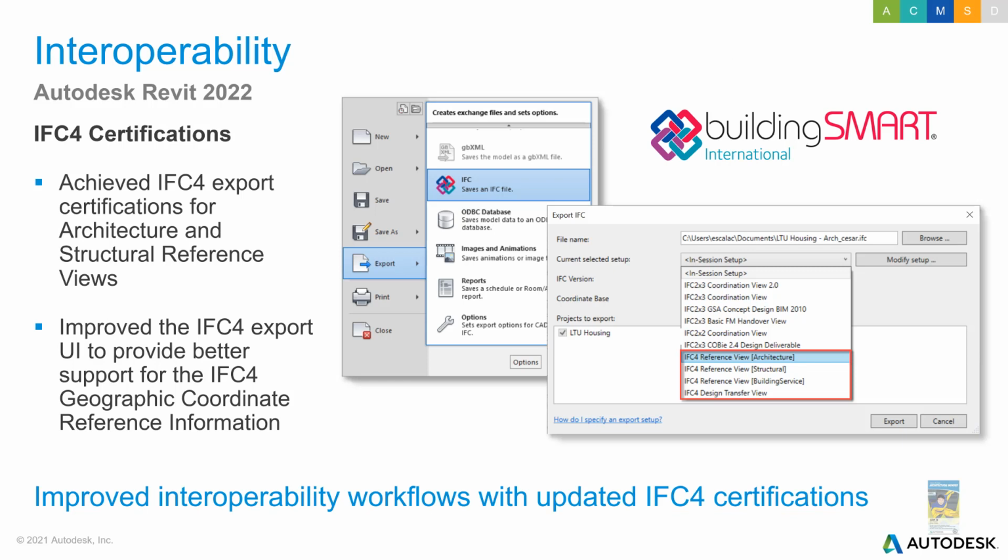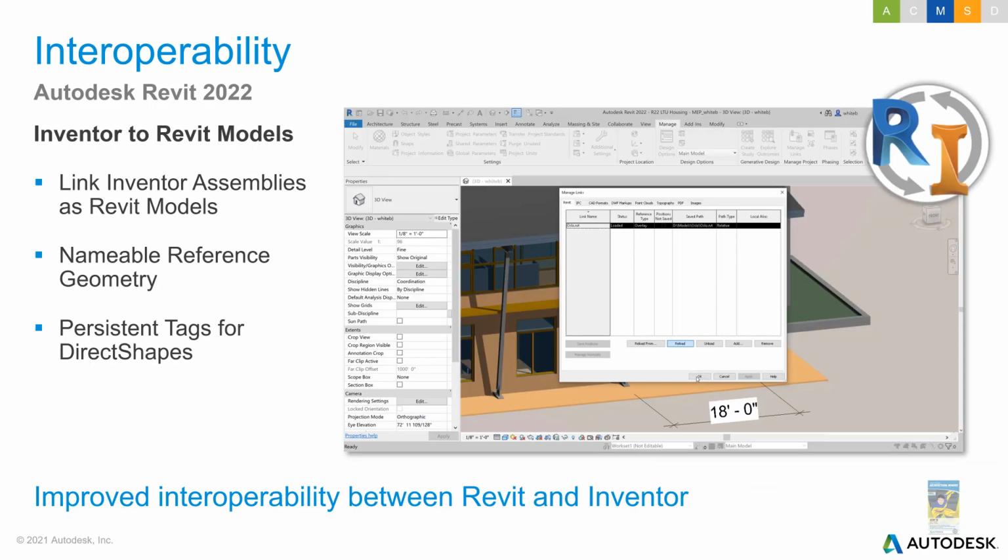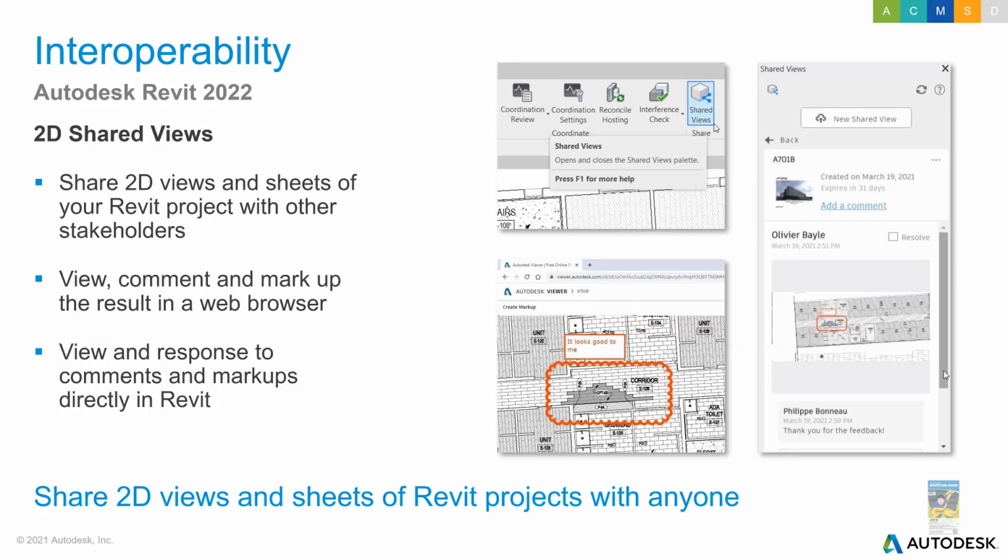We now have IFC4 certification as well. So when you are exporting to IFC, you'll see in the drop-down list, it goes all the way down to IFC4. You now have additional stronger functionality for linking Inventor assemblies as Revit models, and the nameable reference geometry, and then persistent tags for direct shapes. So if you are using Revit to Inventor and Inventor to Revit workflow, they have enhanced it to make it better.